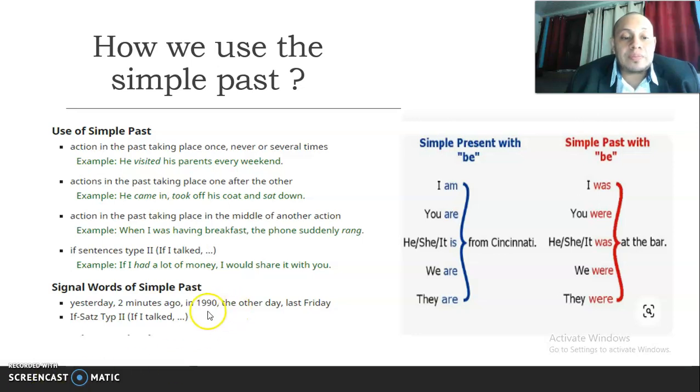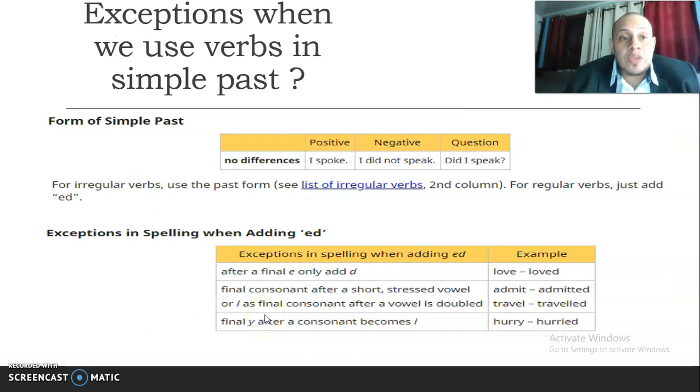Also, there are signal words of simple past: yesterday, 2 minutes ago, in 1990, the other day, last Friday, last week, something like this. They are signals that we are talking about simple past. Okay, there are some exceptions, and this is something important that I would like to point out. But before, let's analyze the form of the simple past.